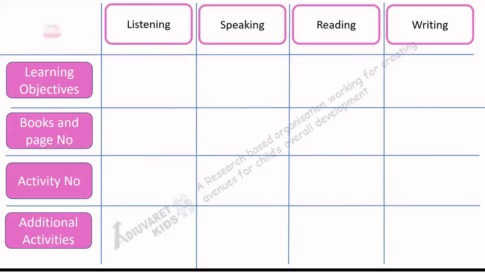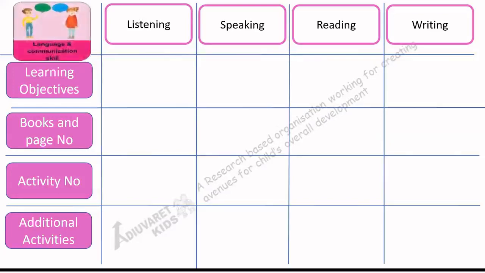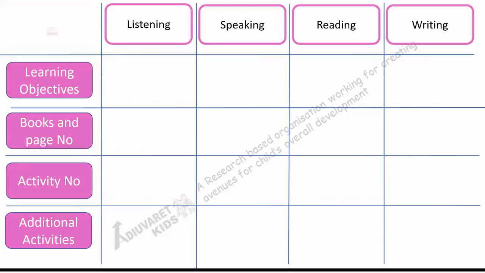Now, going ahead with this 5x4x4 matrix, the first skill is language and communication skill. As we have already discussed, the 4 sub-skills under language and communication skill are: listening is one sub-skill, speaking is another, reading is one, and finally writing is one. And the pedagogical components are learning objectives, then books and page number, because we should have a set of books and other teaching aids which can be referred to while we are looking at that particular objective.